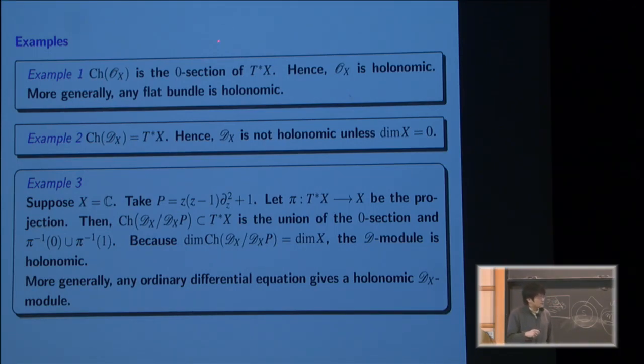And the characteristic variety of D_X is the cotangent bundle of X. So D_X is not holonomic unless the dimension of X is 0. So D_X is a very typical example of a D-module, but it is not holonomic in general.